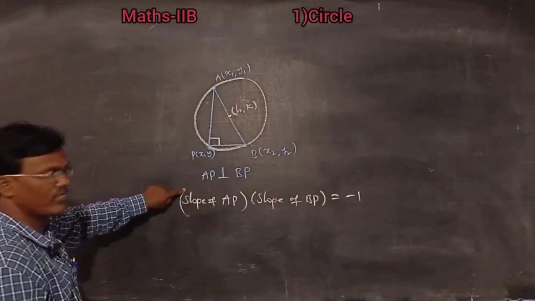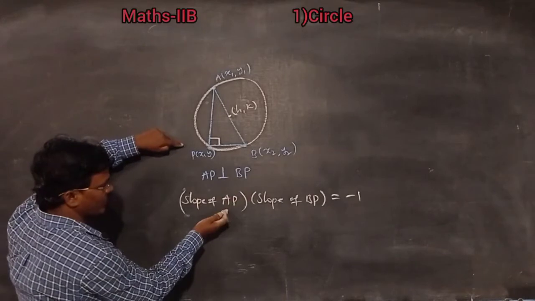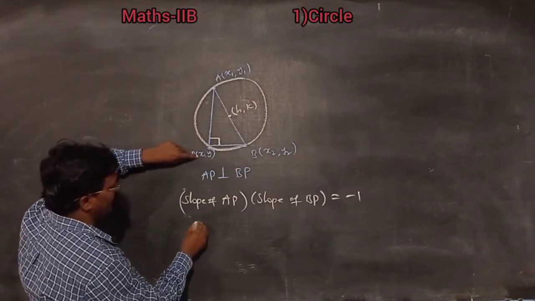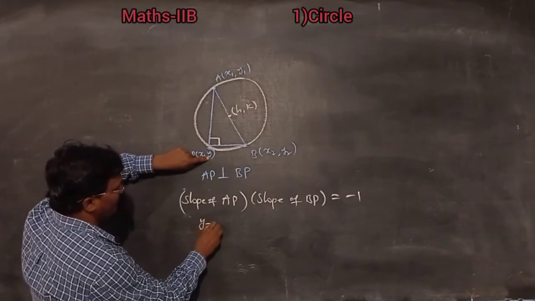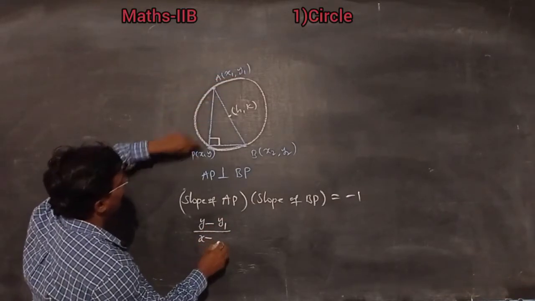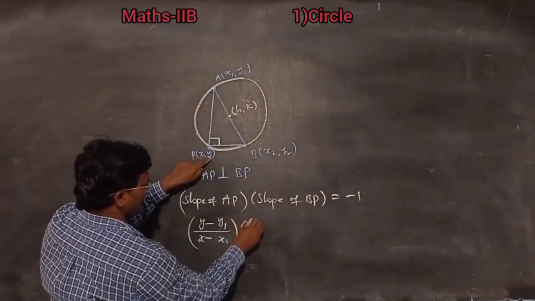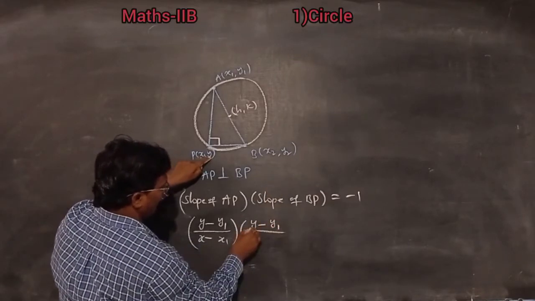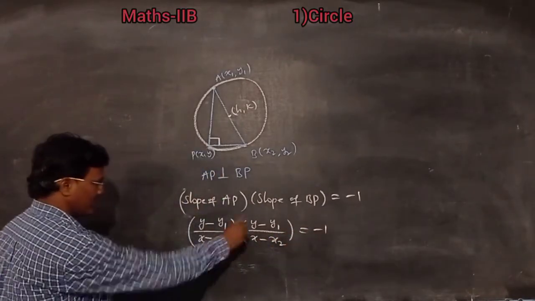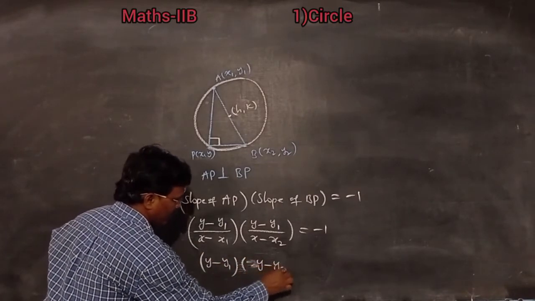What is the formula for slope? Already we know, y2 minus y1 by x2 minus x1. Using that formula we can get the slope of AP and BP. So slope of AP is y minus y1 by x minus x1, into slope of BP, y minus y2 by x minus x2, is equal to -1.